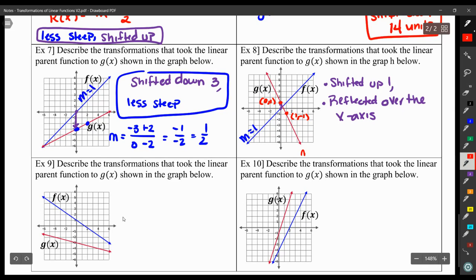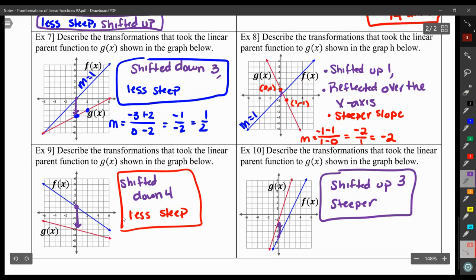So let's actually find the slope. I have y2, which is negative 1, minus y1, which is a positive 1, over x2, which is 1, minus x1, which is 0. And so I end up with negative 2 over 1, which makes negative 2. So my slope went from a positive 1 to a negative 2. We already did the sign change. Positive to negative is the reflection piece. Now going from a 1 to a 2 means my line actually got steeper. So there were actually 3 transformations on this one function. Pause the video, try examples 9 and 10.